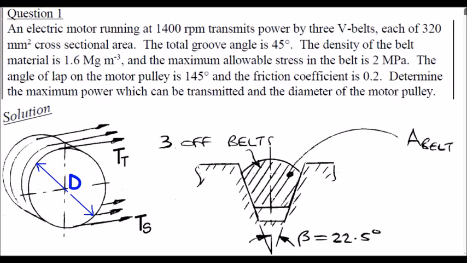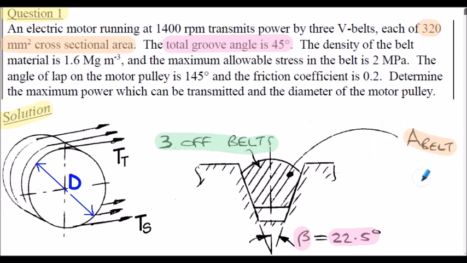So here's question 1, beginning of the solution. I've simply shown a sketch here of the belt configuration. We have 3 V-belts in this design, and notice the total groove angle was 45 degrees, stated in the question here. So that means the semi-groove angle, we label that as beta, is actually half the 45, so that's 22.5 degrees. The cross-sectional area of one V-belt is stated in the question, 320 millimeters squared.